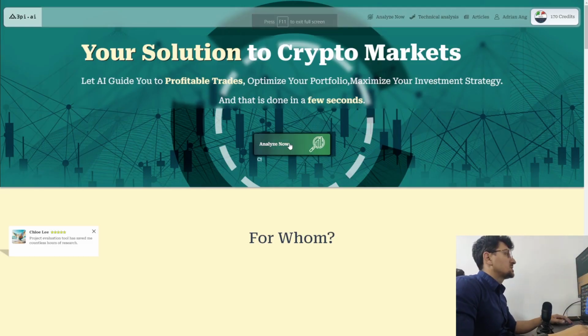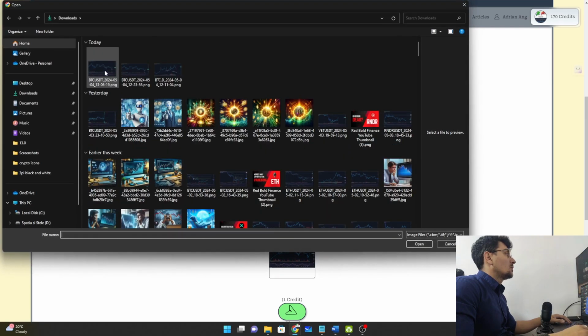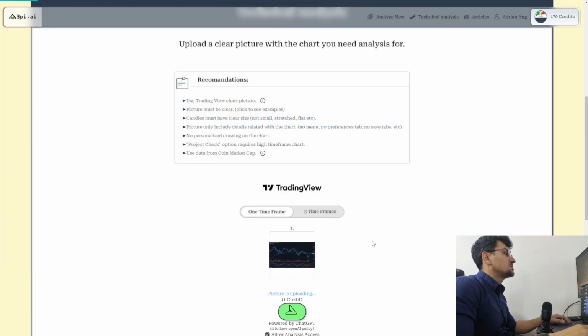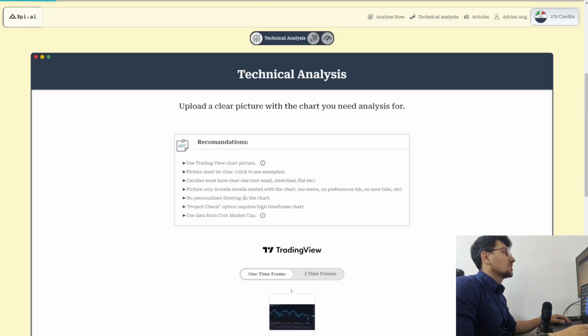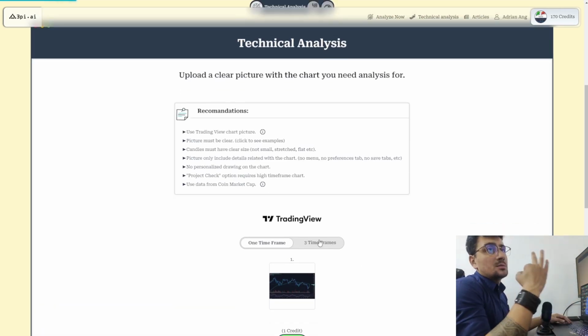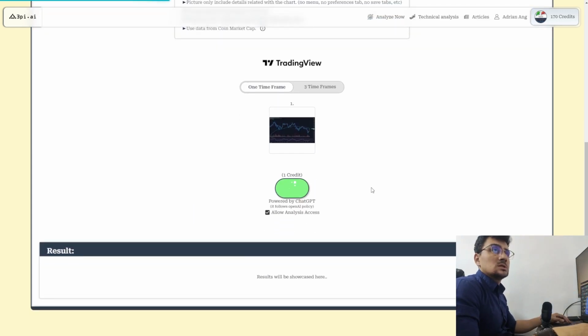So we are here on the website, we click Analyze Now, we come here under Technical Analysis. We upload a picture. The picture itself, we click Analyze. There is another option that offers you an analysis for 3 time frames, so you could think of getting more accurate results, since we analyze 3 time frames.